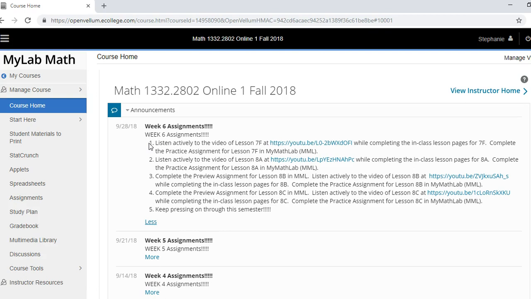Another thing I wanted to tell you about MyMathLab is to make sure you're following the syllabus calendar. It's going to be located under Course Tools, under a tab called Document Sharing, and then it'll be under the file that says Syllabus.